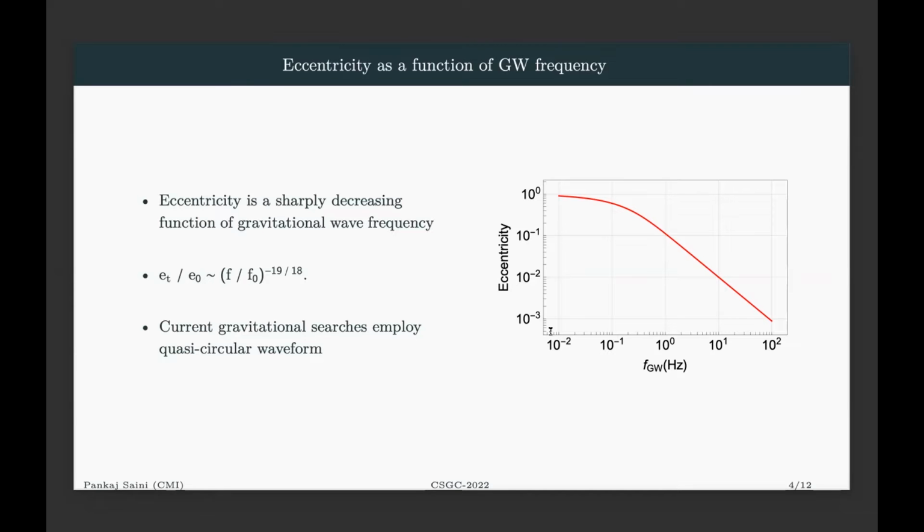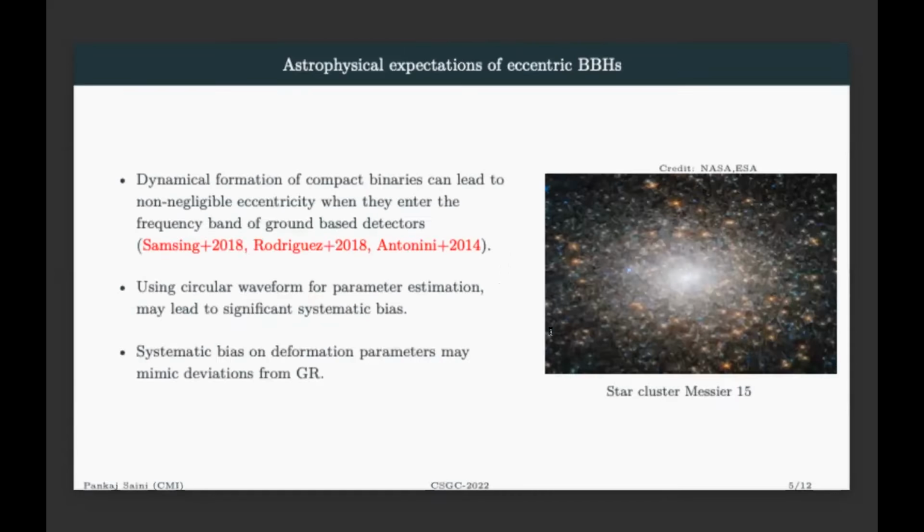eccentric binaries. But there are scenarios where the binaries can be highly eccentric. So in globular clusters and the nuclear star clusters, where the density of the stars is very high, and due to various interactions among these objects, highly eccentric binaries can be produced. And there have been various studies on this topic.